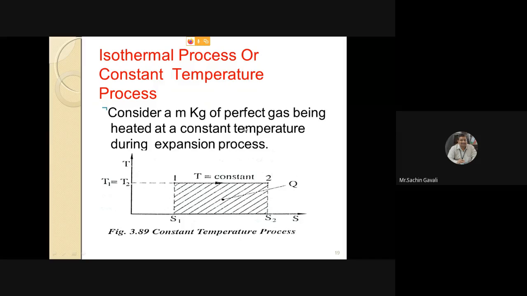Then the isothermal process or constant temperature process, T1 is equal to T2. Then the gas is heated. How much entropy change is there? We have the TS diagram here. This is a plot of the TS diagram. Let us consider the gas is heated from state 1 to state 2, and during this the temperature remains constant, T is equal to constant. This is entropy S1 and this is entropy S2. What is this entropy change? S2 minus S1. This delta S is what they are asking.